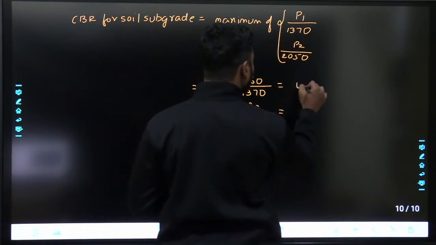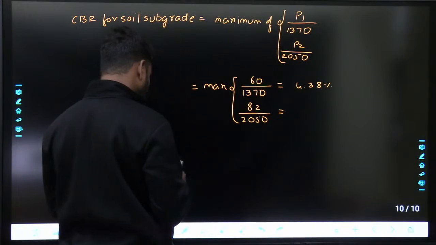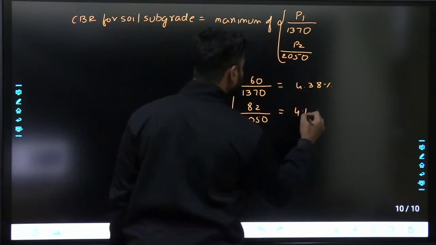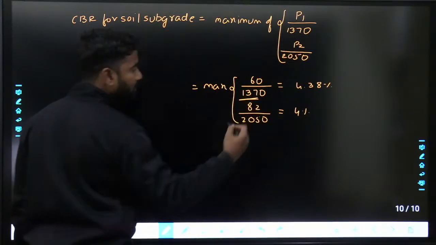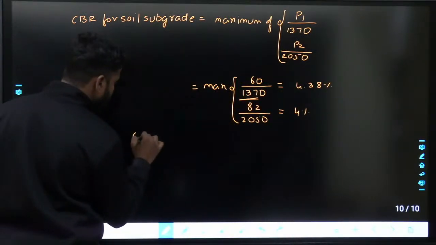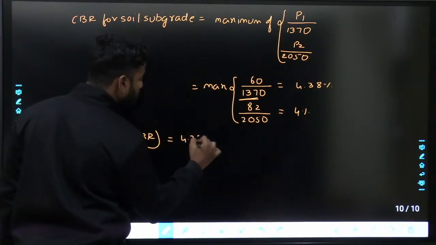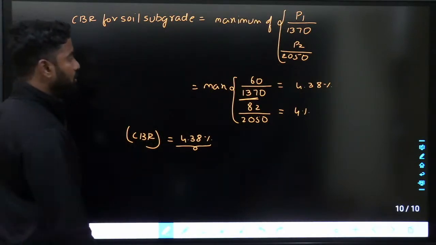So, what is this percentage? This is 4.38%, and what is this percentage? 4%. You have to take the maximum of these two. Since you get the maximum over here, it is correct. Therefore, CBR equals 4.38%. This is for soil subgrade.